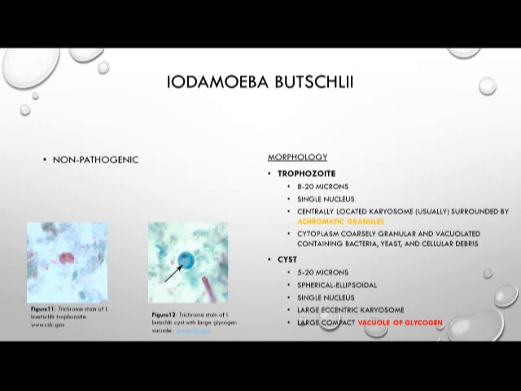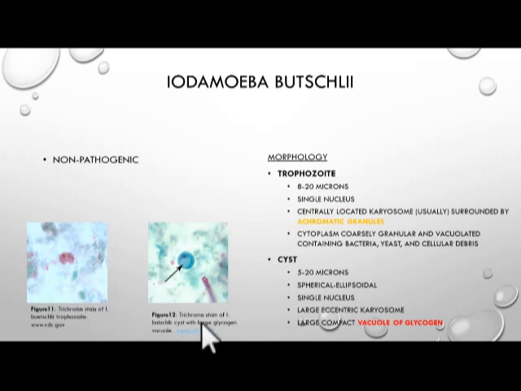Next, we have Iodamoeba bütschlii, which is again non-pathogenic, and the trophozoite measures 8 to 20 microns with a single nucleus. It has a centrally located karyosome, which is usually surrounded by achromatic granules. The cytoplasm is coarsely granular and vacuolated, which can also contain bacteria, yeast, and cellular debris, giving it that dirty cytoplasm appearance. And on the left here, we have the trichrome stain of Iodamoeba bütschlii with the achromatic granules.